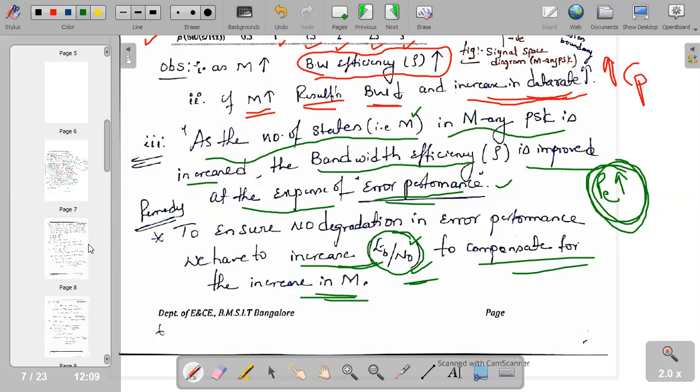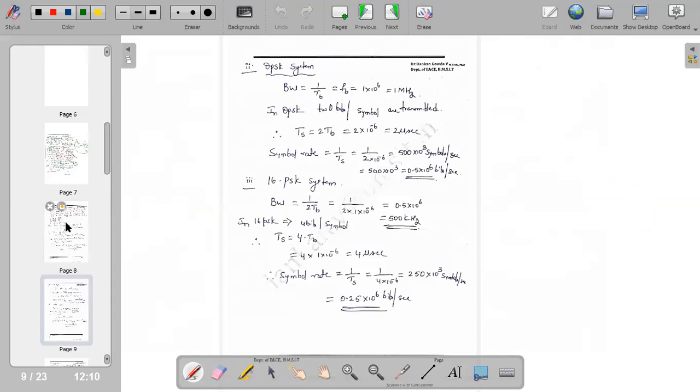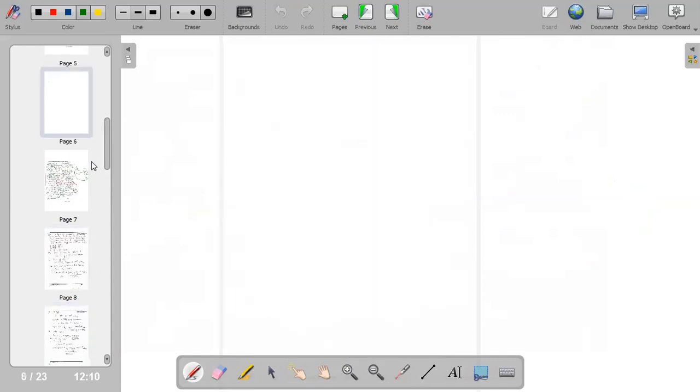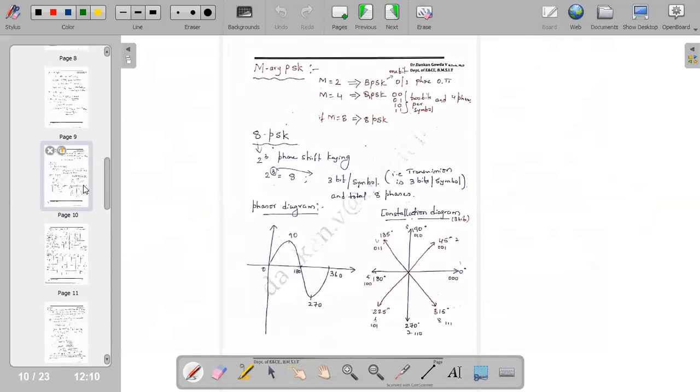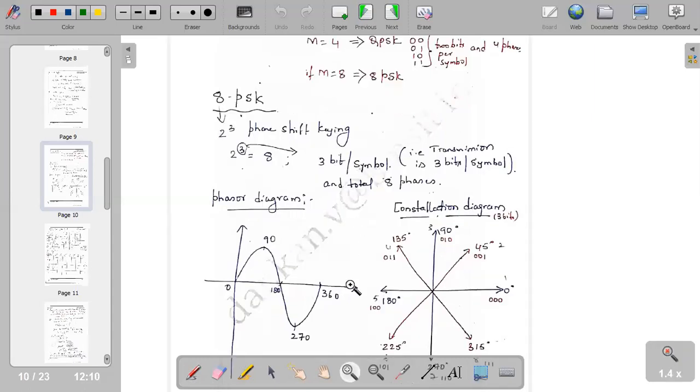So now after this, we just look at how we can plot an 8-array PSK signal. Now please observe here. Suppose it is given a binary bit stream, how can we plot an 8 PSK signal for a given binary bit stream?